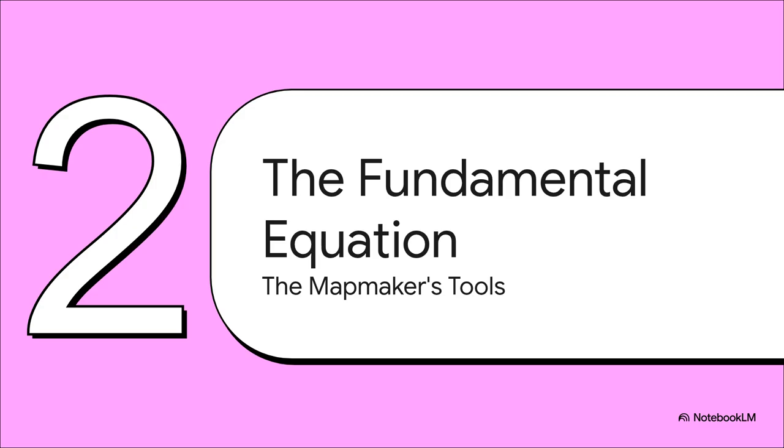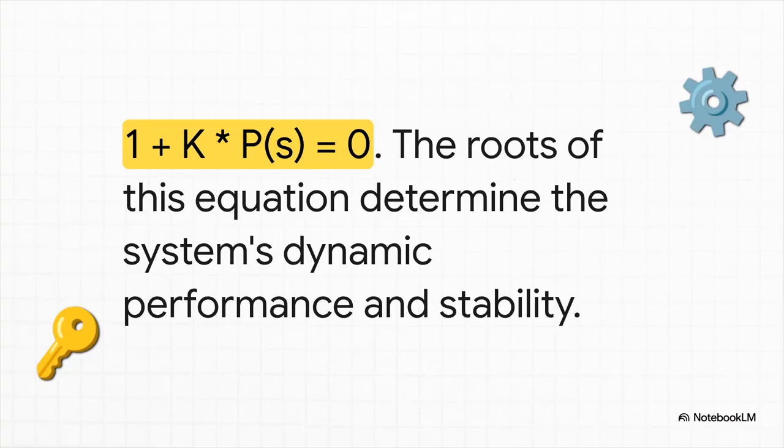Every map maker needs their tools. And for the root locus, our compass, our ruler, our everything, it all comes from one fundamental equation. And here it is. This is the characteristic equation, and it is the absolute heart of our control system. So P of S, that represents our system's dynamics, just how it naturally wants to behave. K is a gain, basically a knob we can turn up or down, and S is a complex variable that really defines the system's behavior.